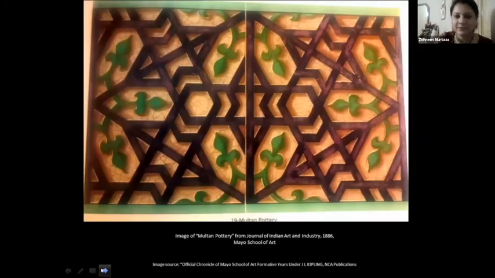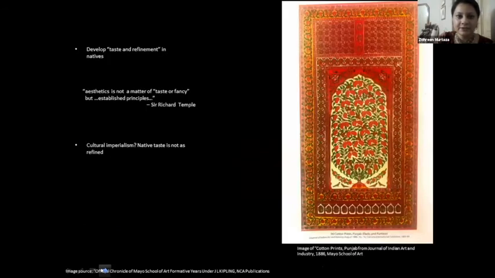These are other images, again, produced by students of the Mayo School of Art. And so this is where it gets interesting. It was said at this time that taste and refinement in natives was lacking, and therefore it was imperative that the curriculum at the Mayo School of Art be directed towards refining this. And so the criticism one could argue is, is this not a form of cultural imperialism?